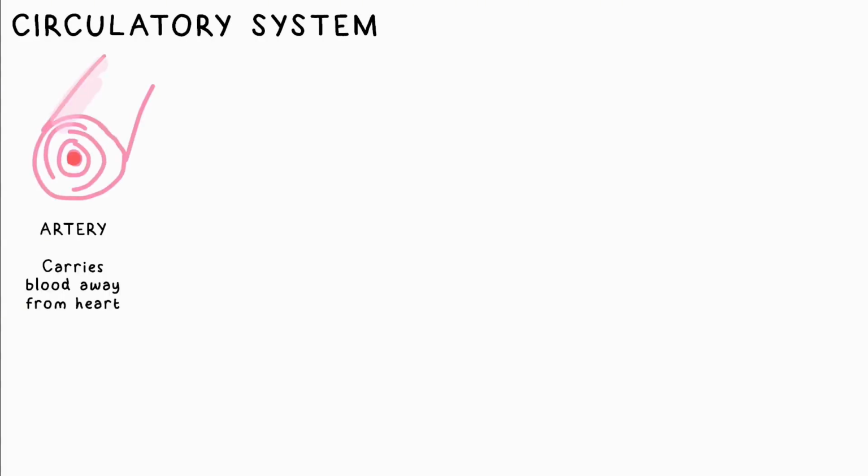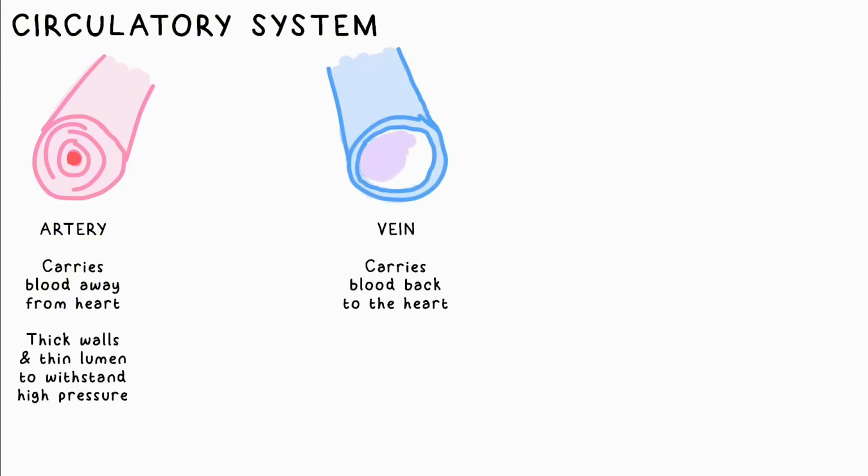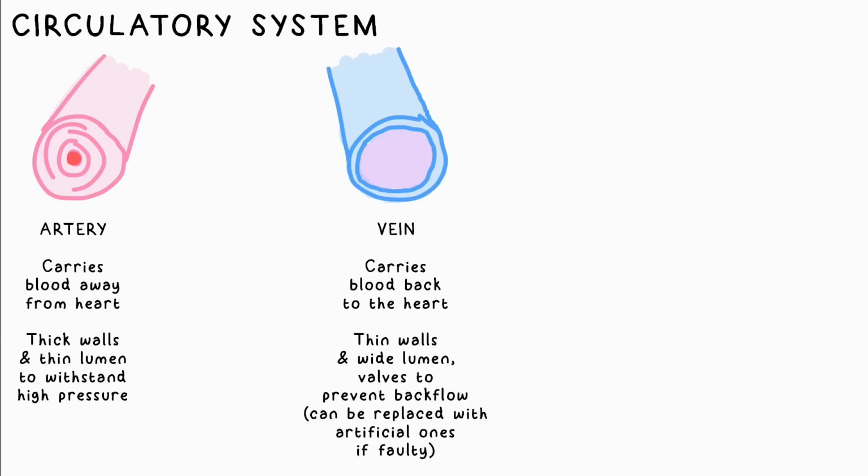Blood vessels that go away from the heart are always arteries, veins towards. That means that arteries carry oxygenated blood apart from the pulmonary artery, and vice versa for veins. Arteries have thicker walls to withstand a higher pressure, so they have a thinner lumen, that's the hole in the middle. Veins have thinner walls due to the lower blood pressure, but have valves to stop backflow, like we said.